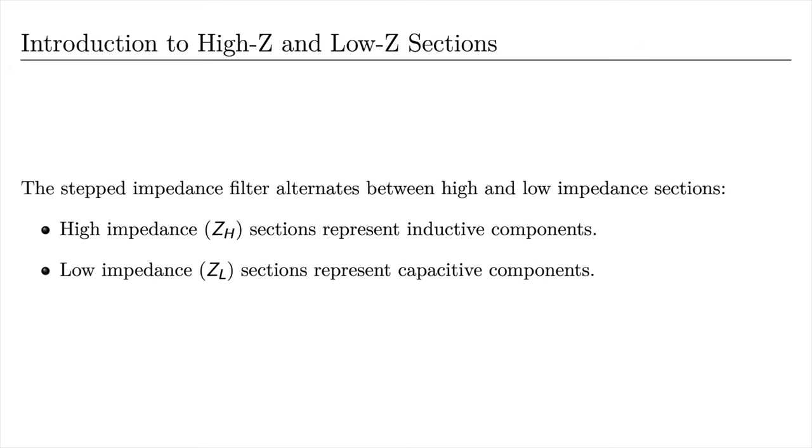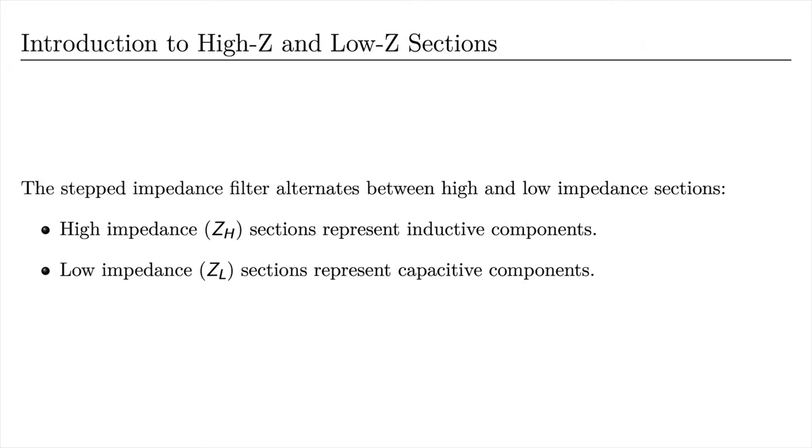For a Butterworth response, we need the G parameters of a sixth-order filter. These values are G1 equals 0.517, G2 equals 1.414, G3 equals G4, both equal to 1.932, G5 equals 1.414, G6 equals 0.517. These G parameters shape the filter's response to achieve a maximally flat passband.